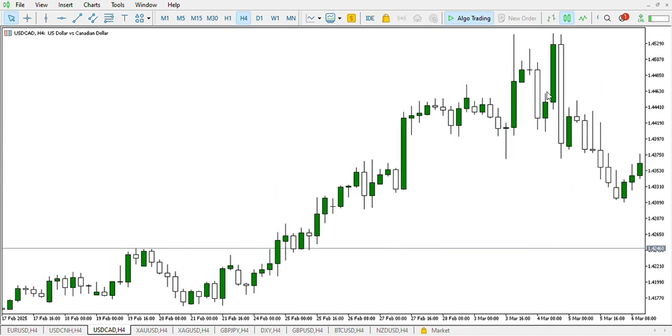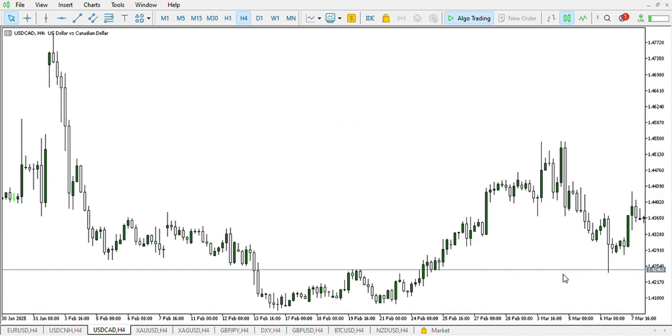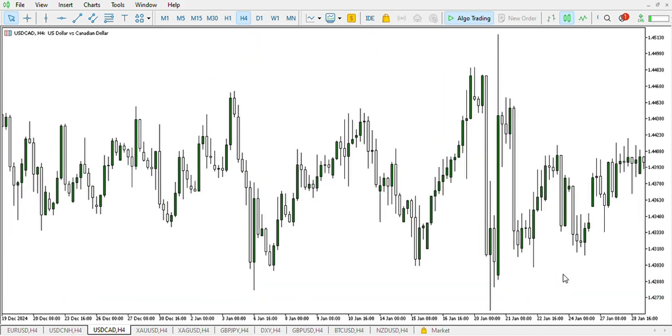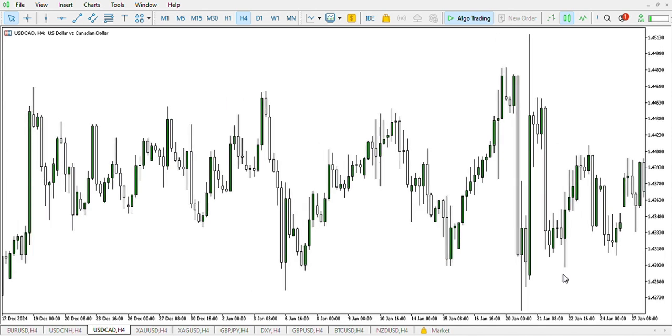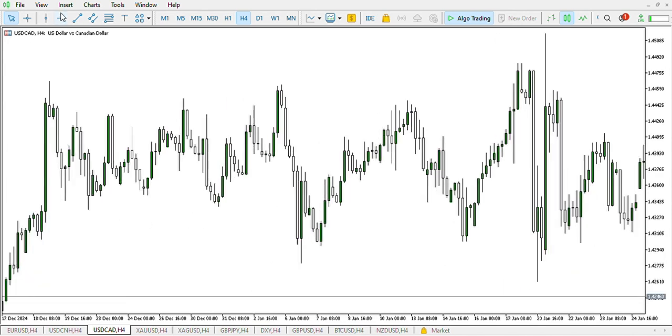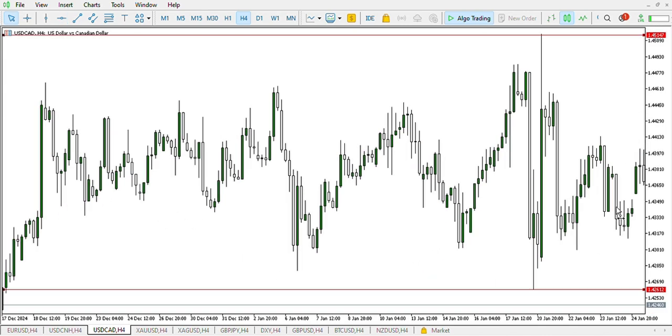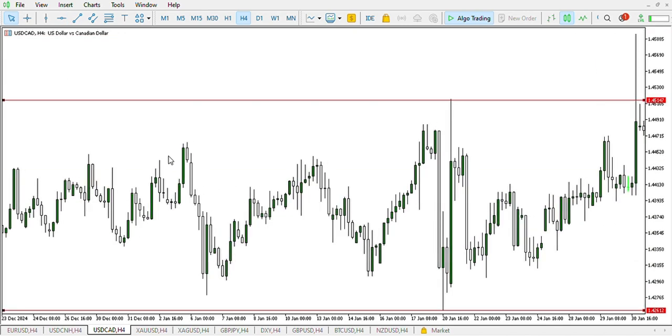You have a range here on USD CAD. You can see price bouncing from one support to another resistance. This is a ranging market structure. There is no clear direction. You can see price bouncing from one support to another resistance, again and again. Price breaks up, then gets back into the range.